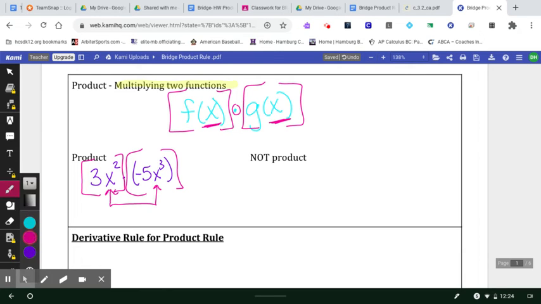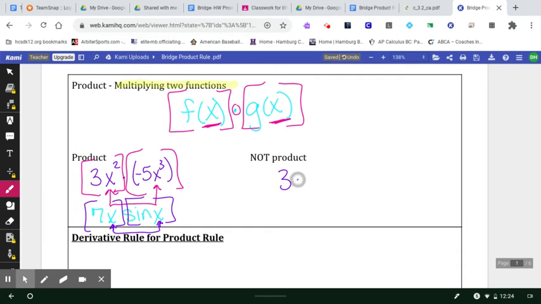Let me give you another example. I could say 7x times sine of x. And I'm going to use my brackets to distinguish the first term and the second term. The first term is 7x, and there's an x in there. And my second term is sine of x, and there's an x in there because, again, we need x's on both sides.